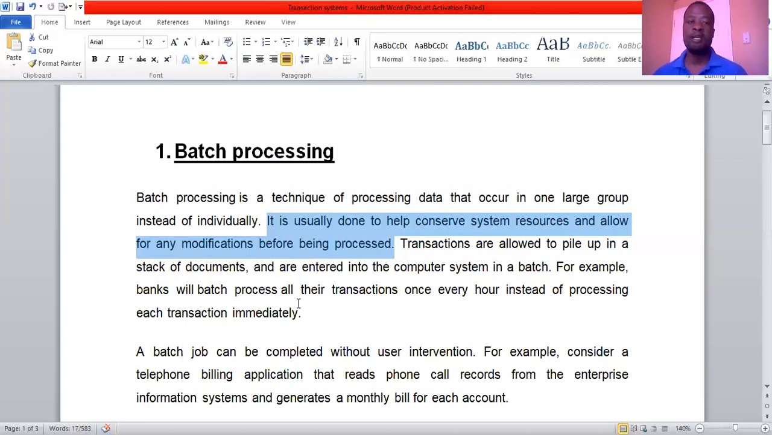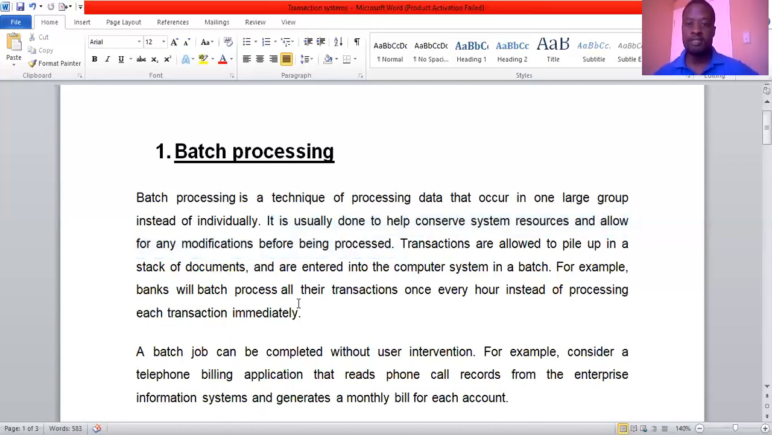This system also allows modification before data is processed, because the data is handled in portions or batches. Let's say for a certain batch you need to change something. You can do that. It allows you to make some changes before you do the processing. So it helps conserve system resources, and it also allows for modification before being processed.